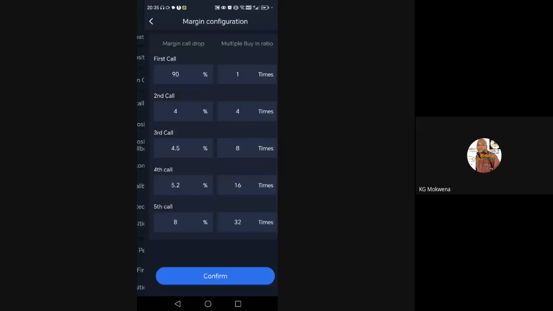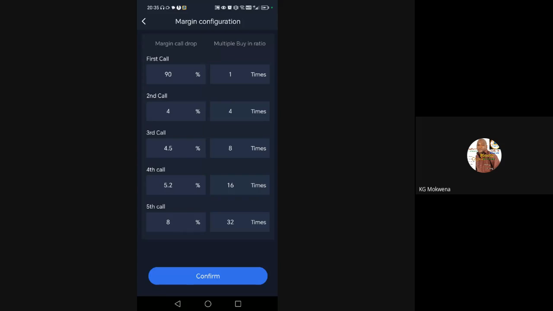Okay, yes. So now here are the calls that I spoke of under margin configuration. We have a first call up to the fifth one. So those are the percentages. We have to change the 90% there.